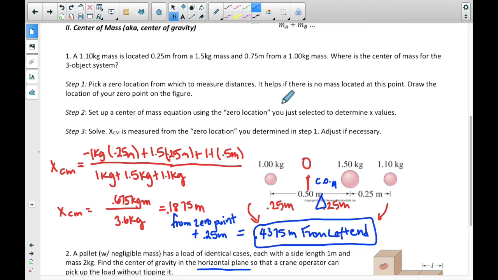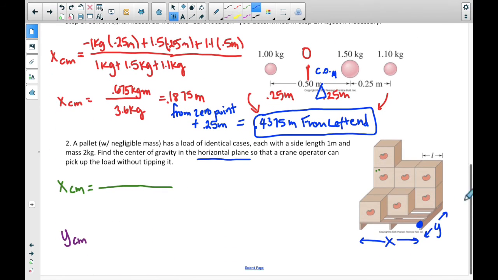We stuck with the qualification that is up here, which says it helps if there is no mass located at this point. So that's why I'm choosing this as my 0 point, because there's no mass there, and because it's on a corner, like I said, it's like the origin, so it's going to be a little bit easier to measure things from. So let's stick with the x direction.